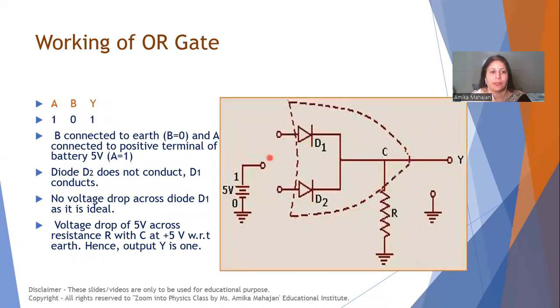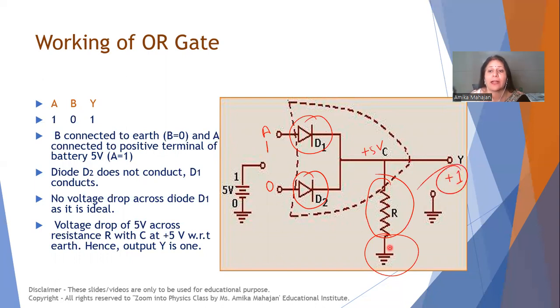Now, in next stage, what happens when this A is connected to plus 5 volt, but B is connected to 0 level, that means grounded, then what happens? This D1 will be forward biased and it will conduct. D2 will not be forward biased, it will not conduct. So there will be again another voltage drop of 5 volt across R, and the C will be at plus 5 volt with respect to ground. So we will get output 5 volt at Y, which will be represented by plus 1 state. So that means it will be in on state.